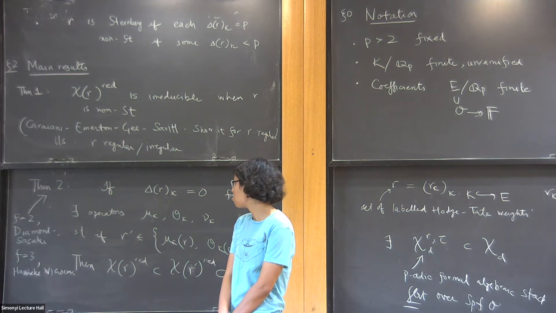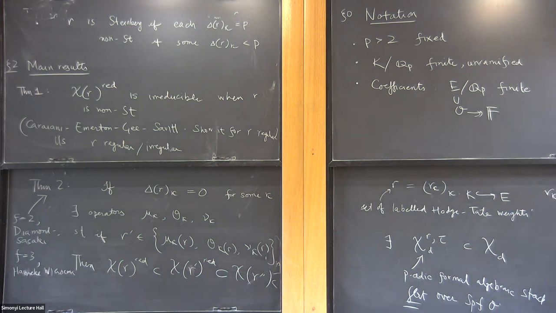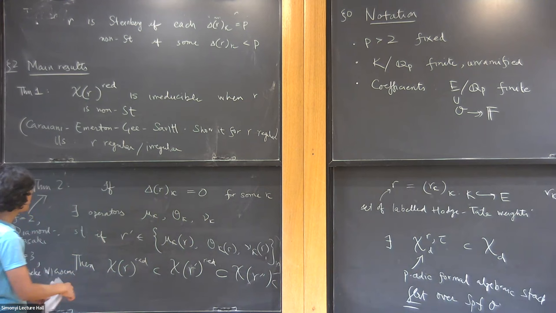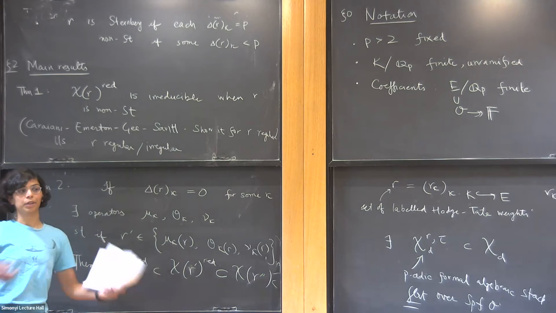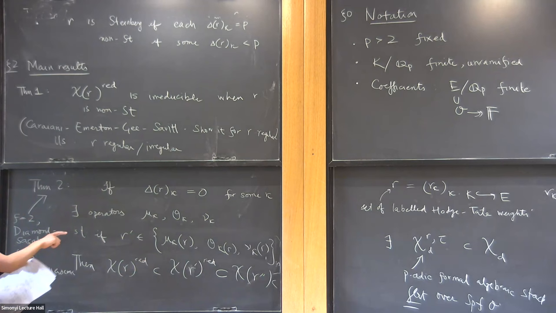Yeah, great. Can you tell something about the dimensions? Yes, so the dimension is the number of irregularities. Okay, so what happens is if you are regular, then these are exactly the irreducible components of the reduced part of the Emerton-Gee stack. And I'll maybe say a bit more about it in a second, but for every irregularity, you lose one dimension.